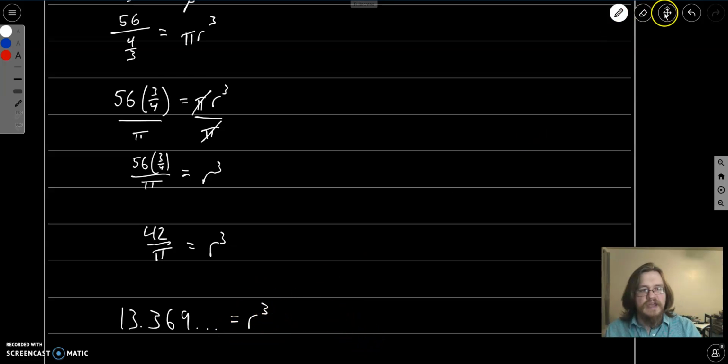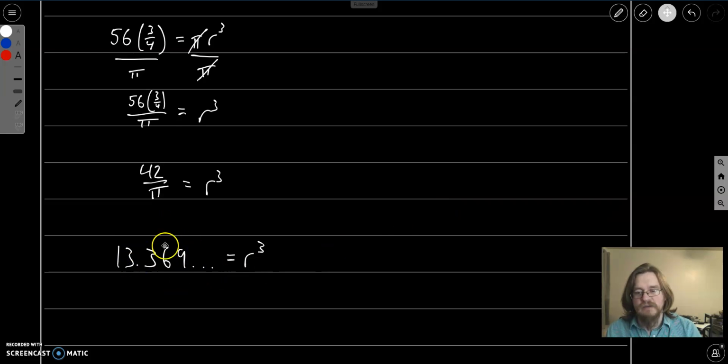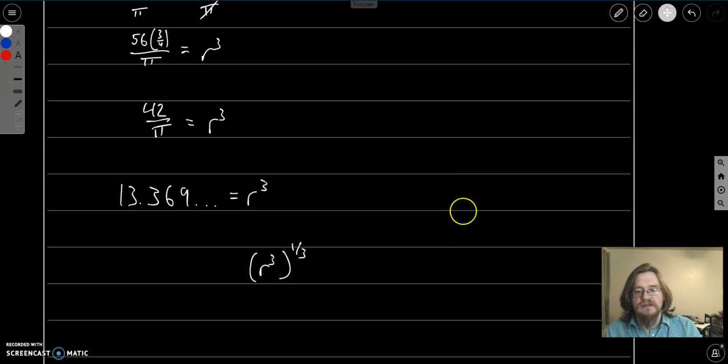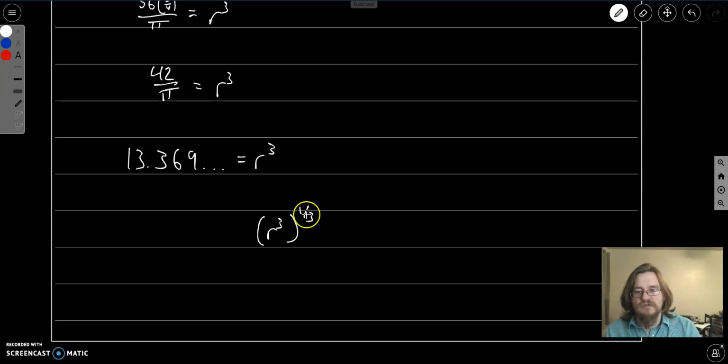So now I have a number that is equal to r cubed. And the question is, how do I get rid of the cubed? And the answer is, we're going to raise it to another power. So I'm going to take both sides, and I'm going to raise them to the 1/3 power. The nice thing about raising r cubed to the 1/3 power is that this will simplify to just r. This is going to be r to the 3rd to the 1/3. 3 times a third is 1. So that gives us r by itself.